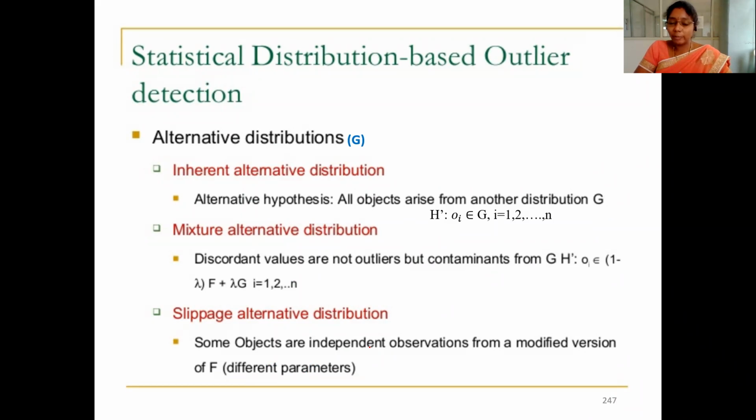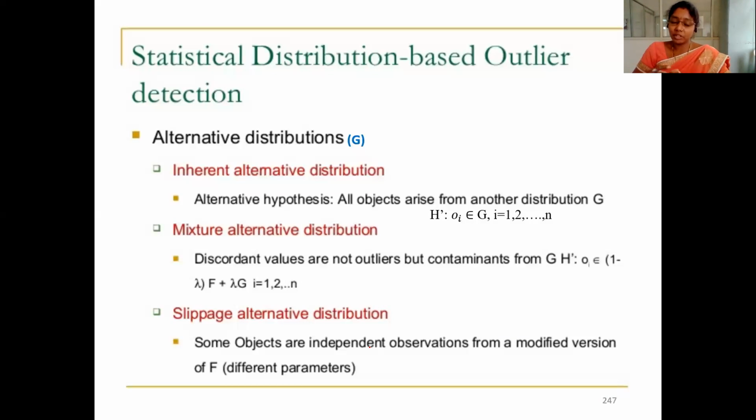So we have three alternative hypotheses, which is represented with G. Let us go through each and every alternative distribution. The first one is the inherent alternative distribution. It says that all objects arise from another distribution G. It is represented with H prime, and it says that all objects are anomalies, all belonging to the other distribution G. Coming to the second one, the mixture alternative distribution.